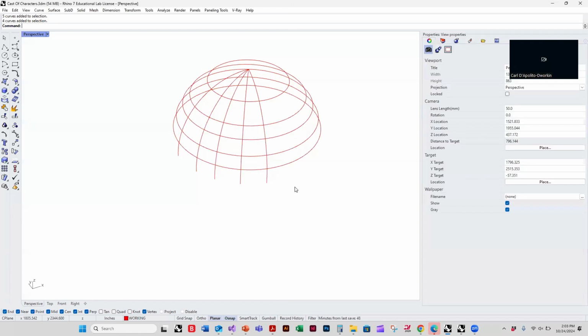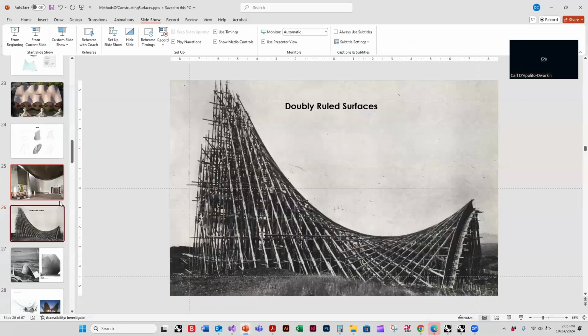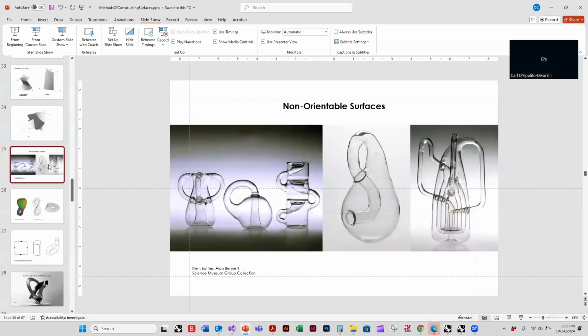Cool. Okay. The next thing I want to look at is I want to skip ahead here. Non-orientable surfaces, Klein bottles.